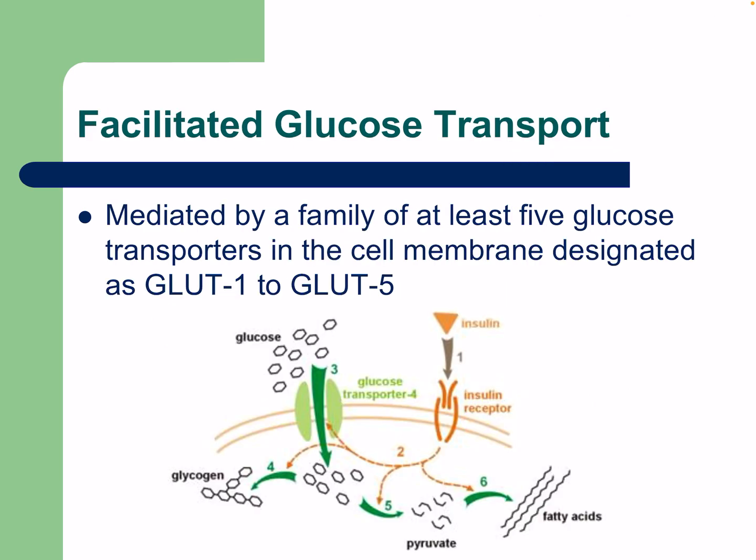So facilitated glucose transport is mediated by a family of at least 5 glucose transporters in the cell membrane designated as GLUT1 to GLUT5. There's a lot of talk about GLUT4, or glucose transporter 4, in exercise, and how exercise can stimulate the transport of glucose into cells, lowering blood sugar and stuff like that. So this is kind of the primary principle why exercise is good for people with diabetes.